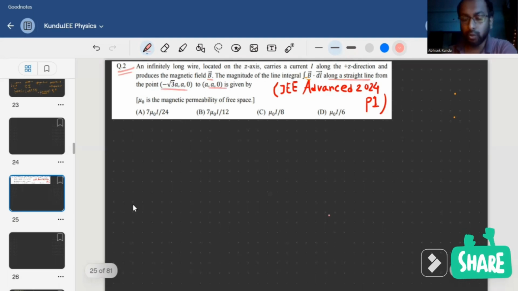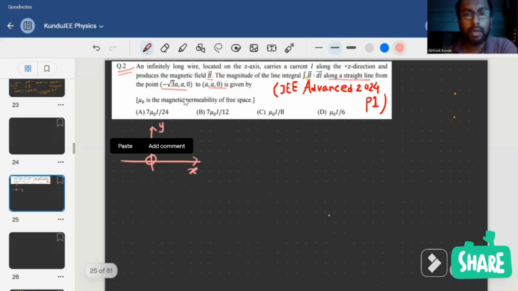The first step of this problem is to visualize the problem and draw the diagram. Let us draw the x and y axis first. This is the x axis, this is the y axis, and the z axis is outward from the board. Current I is flowing in the positive z direction, that means the wire is outward from the board. These 2 points have z coordinates 0, that means they are situated in the x-y plane.